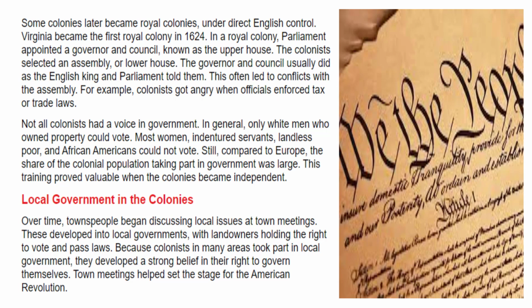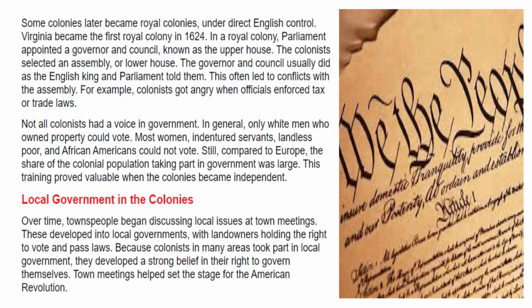And now we can answer a couple more questions. Question 10. Which group of people generally had the right to vote at that time? It would have been the white men who owned property. Number 11. Which groups of people were not allowed to vote? While most women couldn't vote, indentured servants couldn't vote, landless poor couldn't vote, and African Americans could not vote.